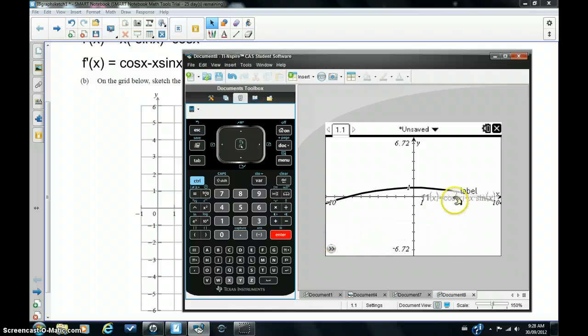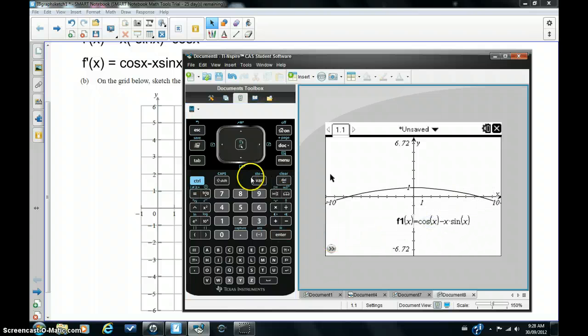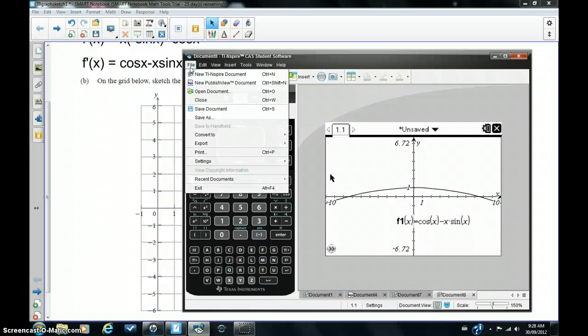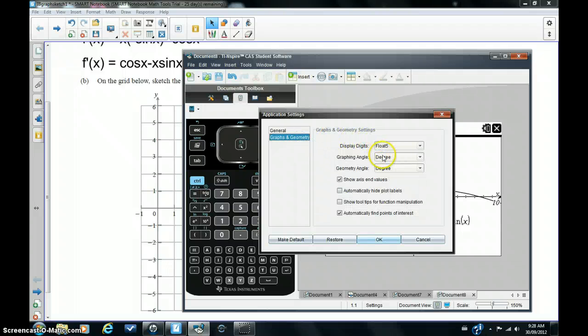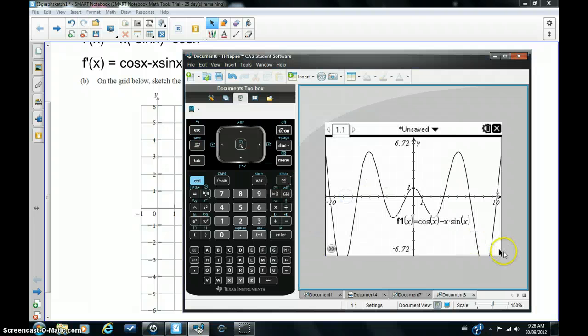Now this graph is incorrect because the calculator is in degree mode and not radian mode. I'm going to change the settings. Go to graphs and geometry and change degree to radians. Make default, and we get the correct graph. Just move this out of the way. And we're only interested in this part of the graph here between x is 0 and x is 6.